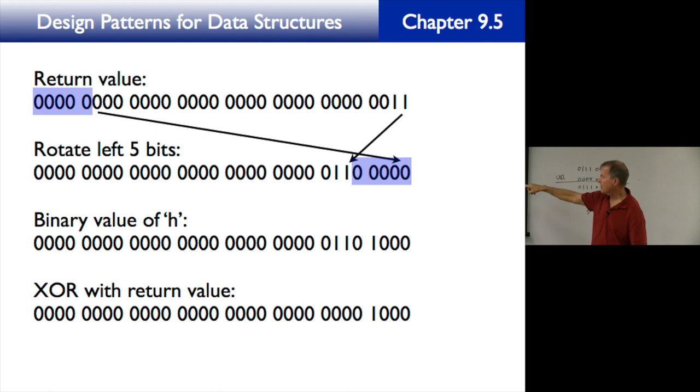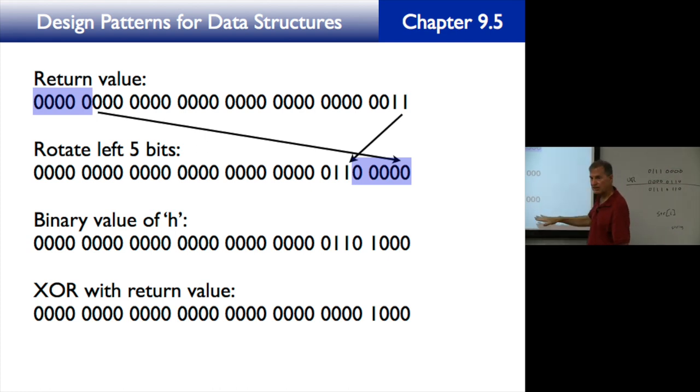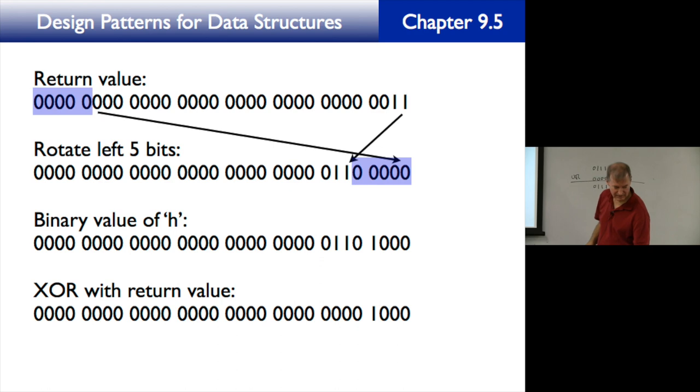Now we XOR this with the return value. Okay. So do you see the XOR? Now, are these the same or different? Same, 0. Same, 0. Same, 0. Different, what? 1. Same, 0. Now, do you see how that was? Okay. And now you just do it again.